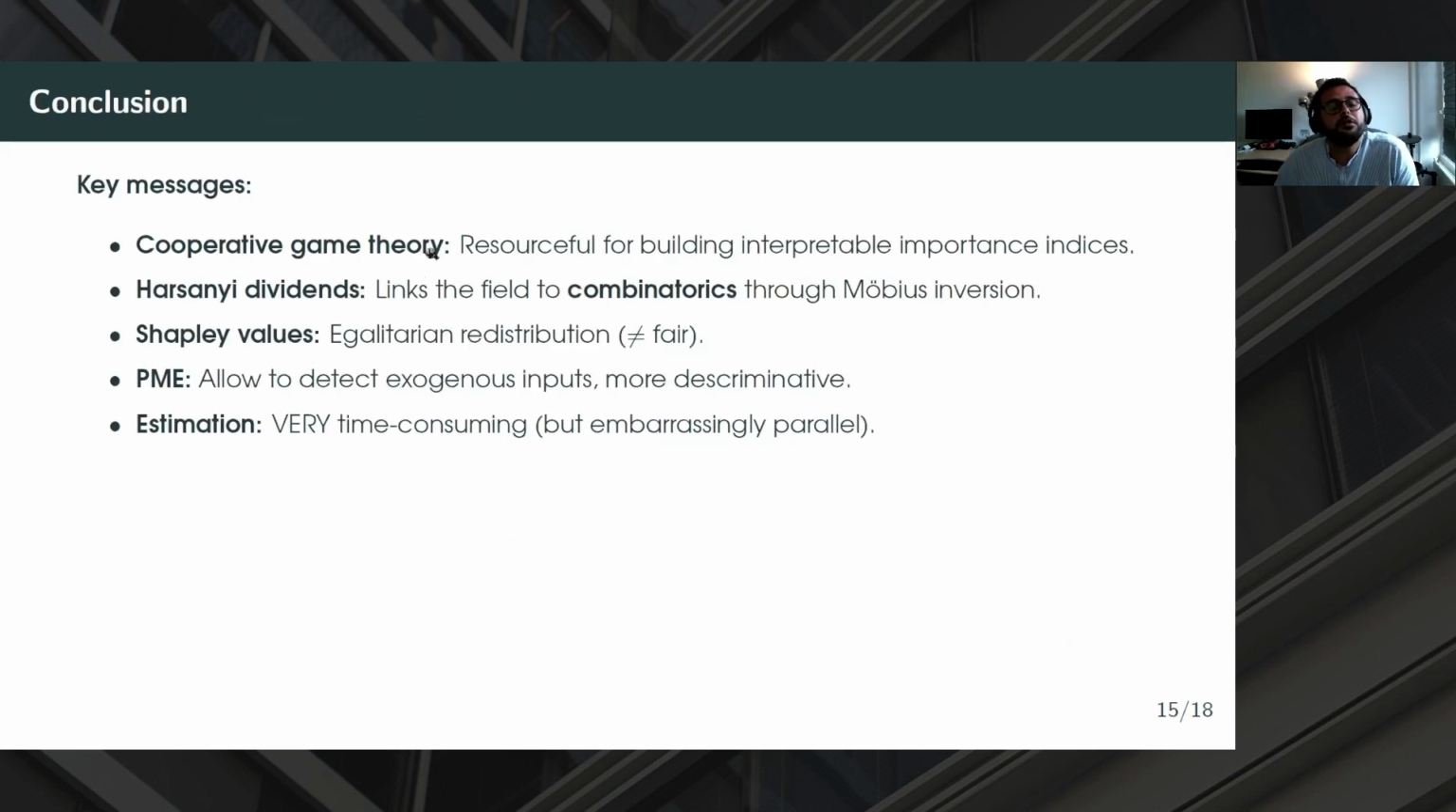So, in conclusion, a few key messages. First, cooperative game theory is really resourceful for building interpretable importance indices. It's been used in explainable AI also a lot with SHAP. The Harsanyi dividends are really nice in the sense that they can link the field of combinatorics through the notion of a Möbius inversion. The Shapley values are an egalitarian redistribution, which is not the same thing as being fair. The proportional marginal effects allow to detect exogenous inputs and are a bit more discriminative, and the estimation is very time consuming, but this is a problem that is embarrassingly parallel as well.